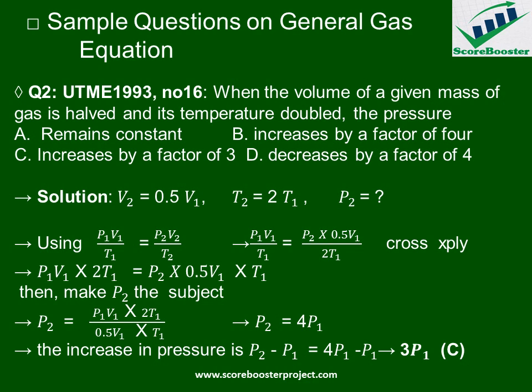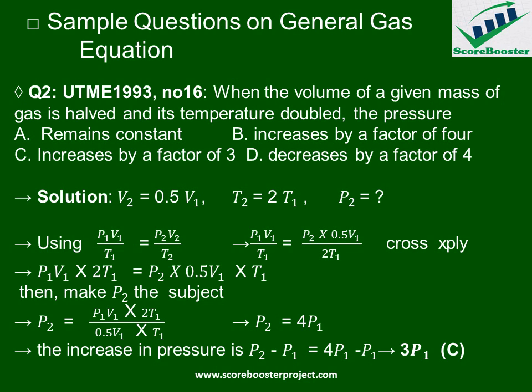Now let's proceed to the substitution in the formula. As usual, using the equation P1 V1 over T1 equals P2 V2 over T2, our P1 times V1 over T1 will now be equal to P2, which is unknown, times V2. Our V2 is half of V1, therefore our V2 in this case will be 0.5 V1, then over T2, which is 2T1.